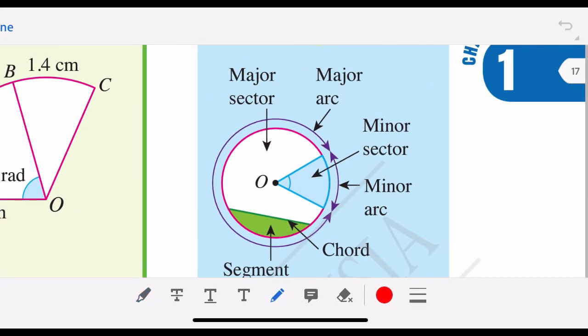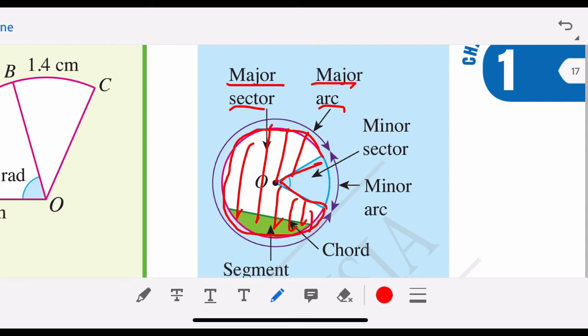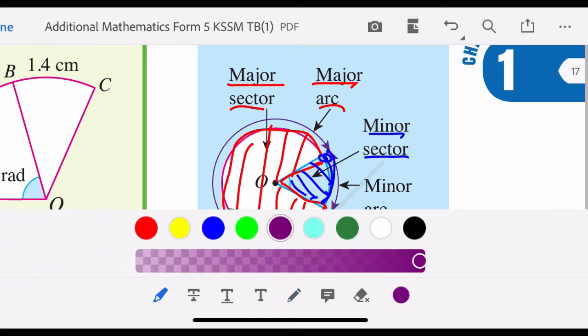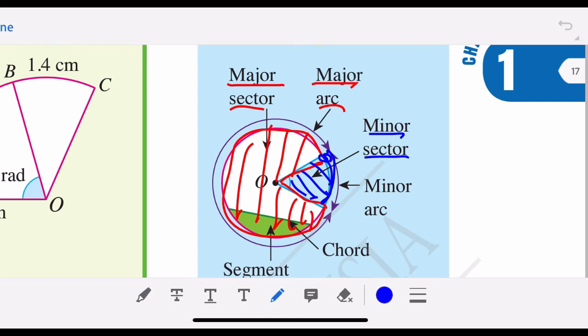Okay, so I am going to discuss a few questions on the exercise. Before I discuss solving problems for the exercise, let's revise what is the major sector. What is the major arc? Major arc is here, right? And this is the major sector, the one I shaded in red color. Then the one I shaded in blue is the minor sector, and this one is the minor arc.